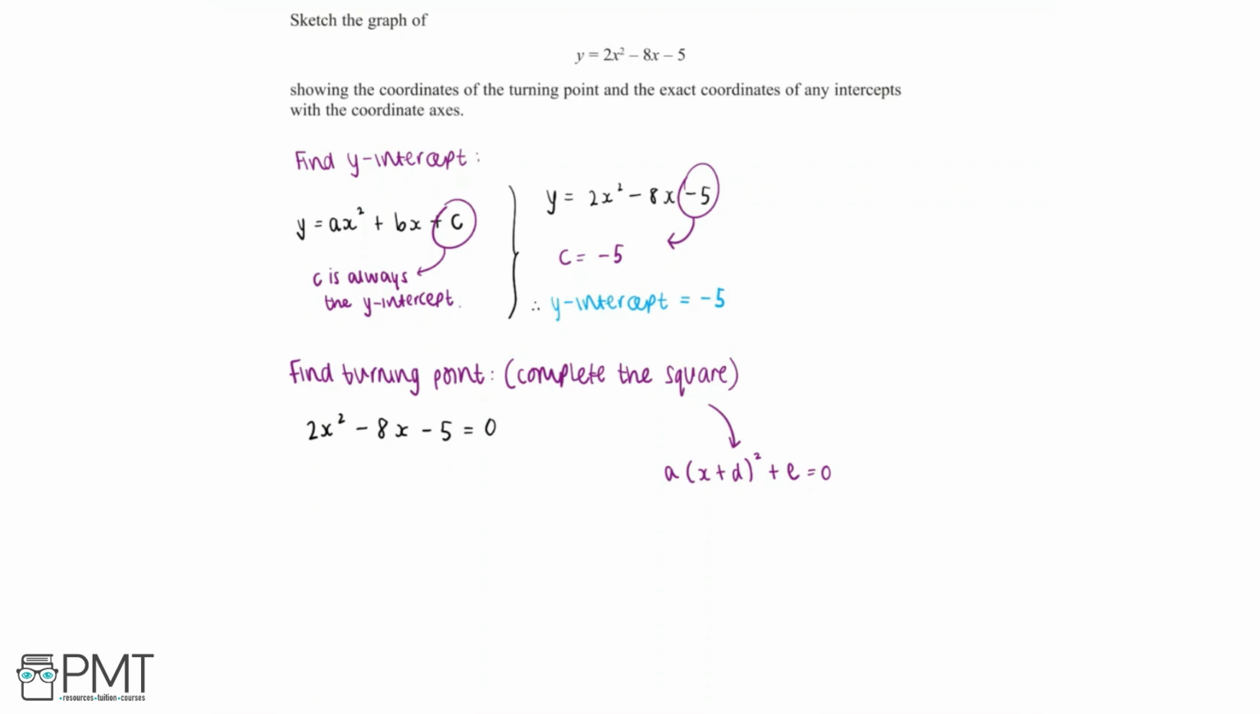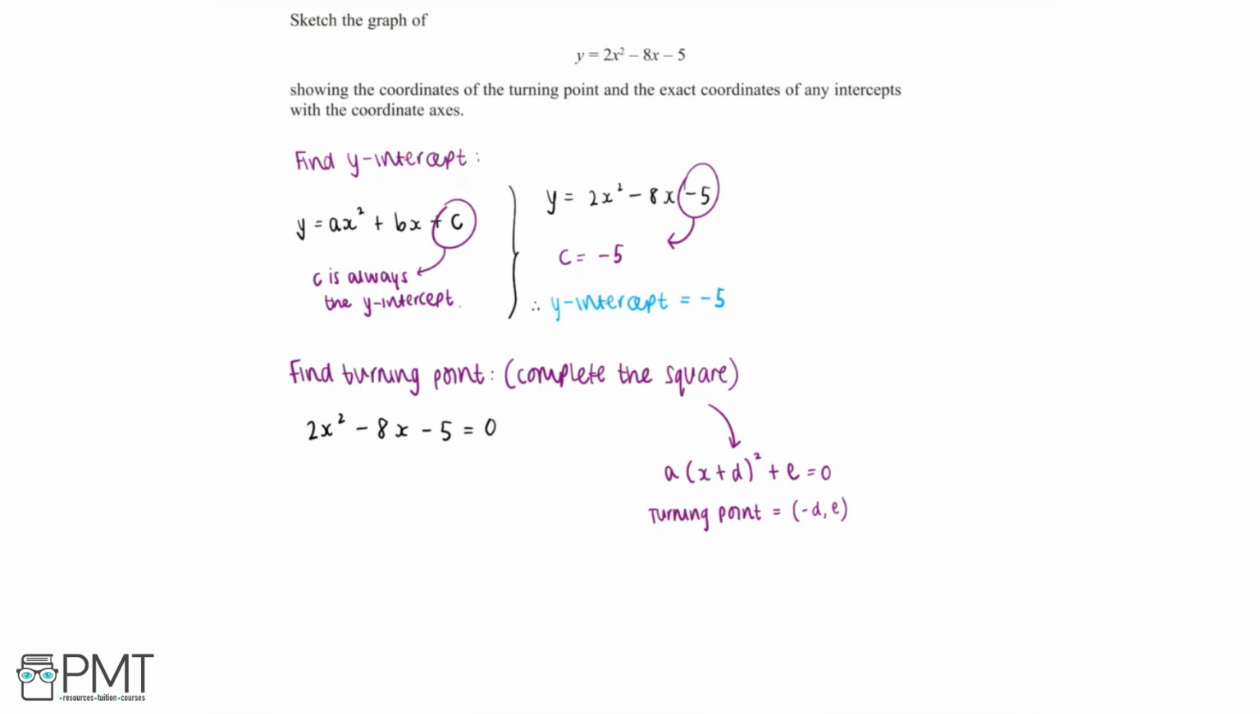The x-coordinate of the turning point would be the negative of the value of d, and the y-coordinate of the turning point would be the value of e. And so we can say that the turning point would be minus d, e. Let's continue to complete the square. We can start by dividing 2x squared minus 8x by the coefficient of x squared, and the coefficient of x squared is the number that comes before x squared, which in this case is equal to 2.